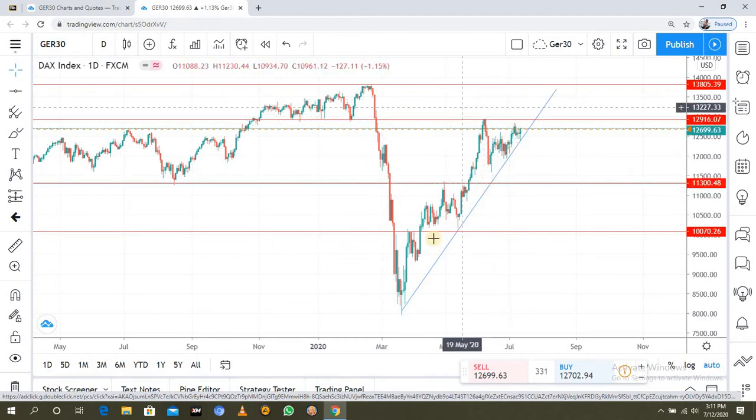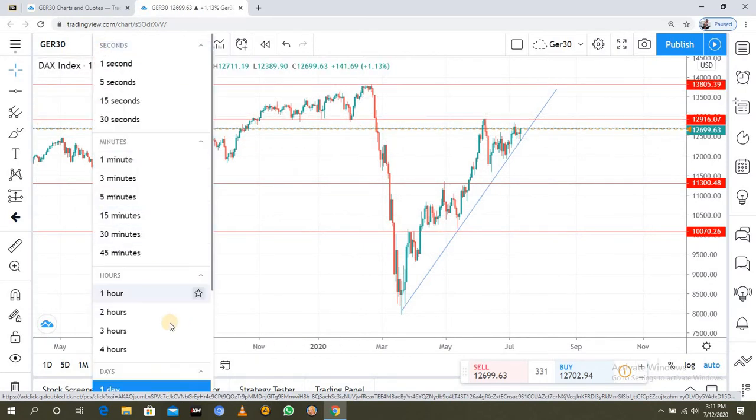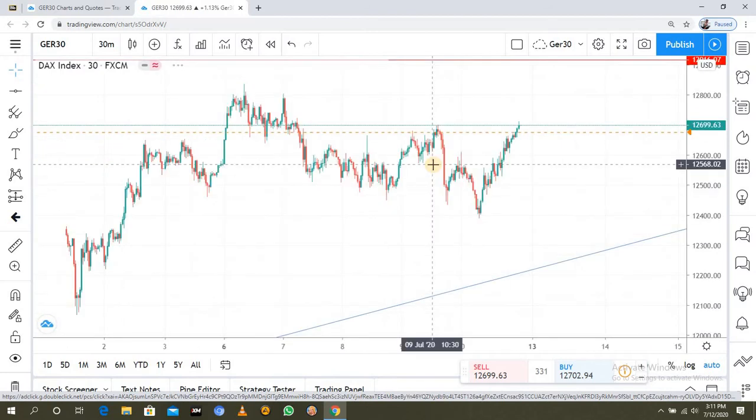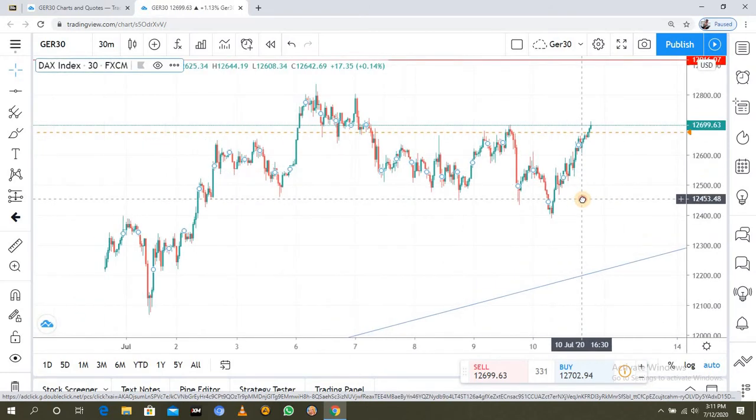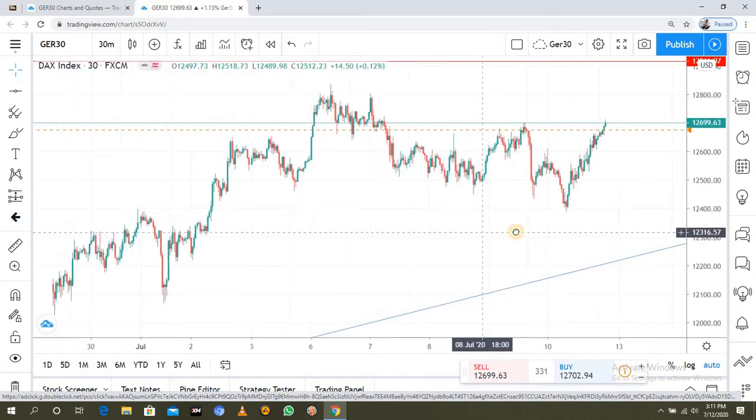So guys, let's just leave the daily time frame like this for now, and then go to, we can use four hourly or daily, but for now I won't use these two. I'll go under the 30 minutes time frame. So here is the 30 minutes time frame.